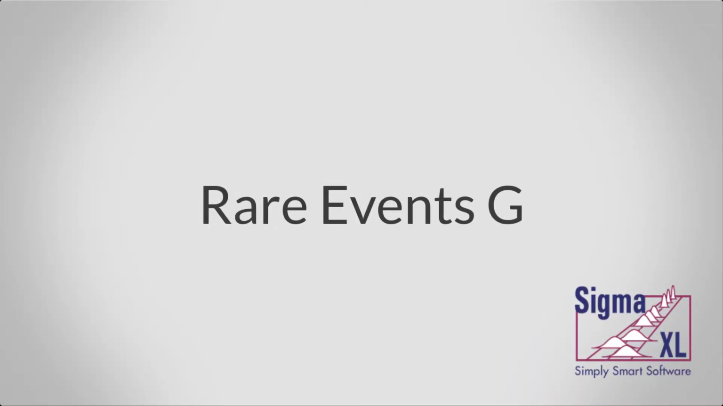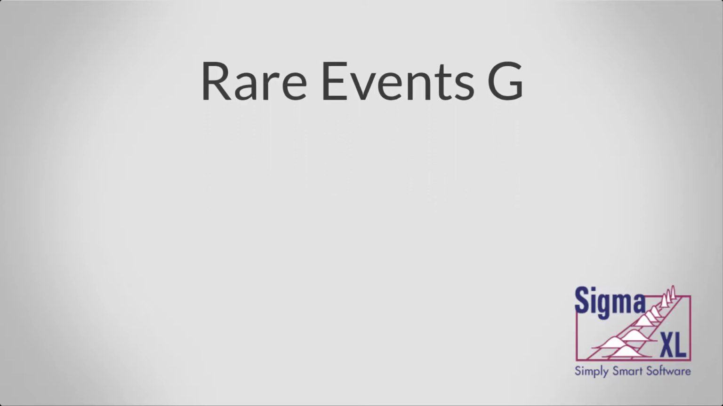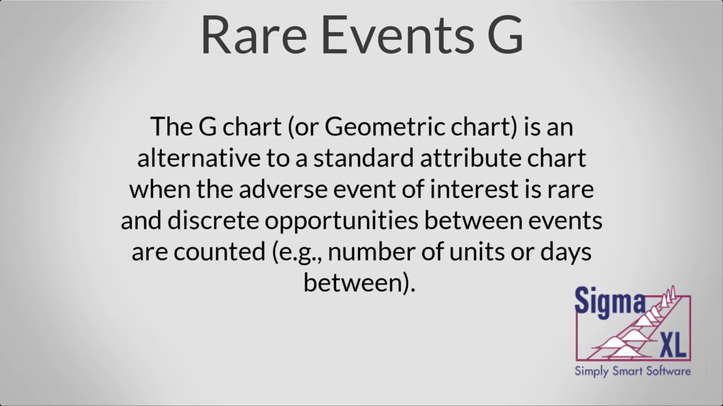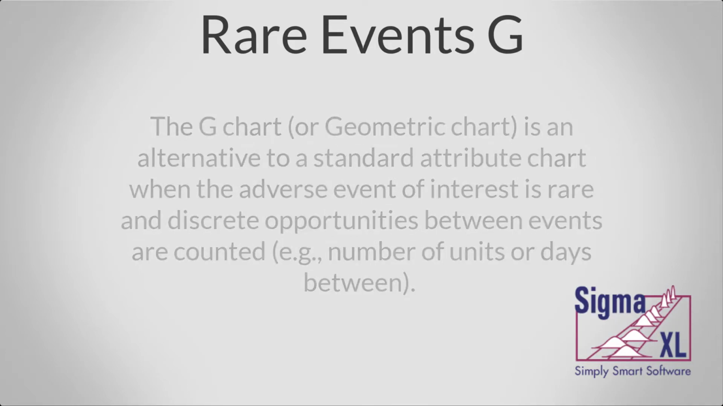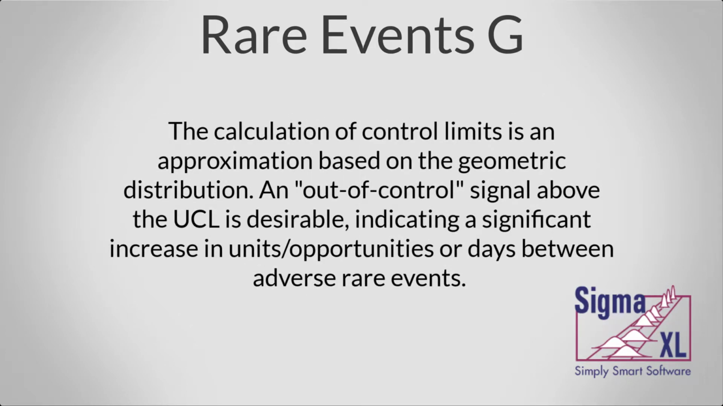The G chart, or geometric chart, is an alternative to a standard attribute chart when the adverse event of interest is rare and discrete opportunities between events are counted. For example, number of units or days between. The calculation of control limits is an approximation based on the geometric distribution. As with the T chart, an out-of-control signal above the upper control limit is desirable, indicating a significant increase in units, opportunities, or days between adverse rare events.